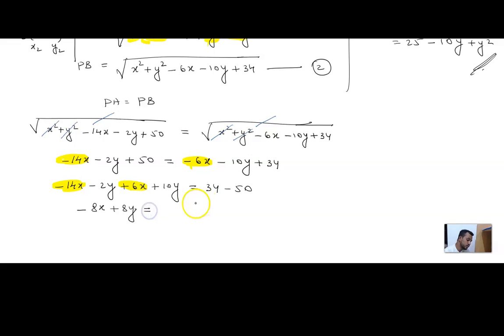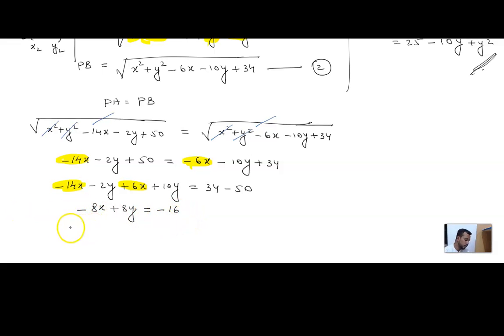That is equal to 34 minus 50. In 34 can we subtract 50? No. No means minus. 50 minus 34. How much? That is 16. Understood? Now here minus 8x plus 8y is equal to minus 16.